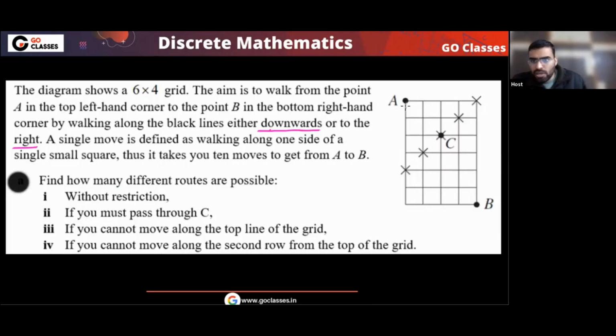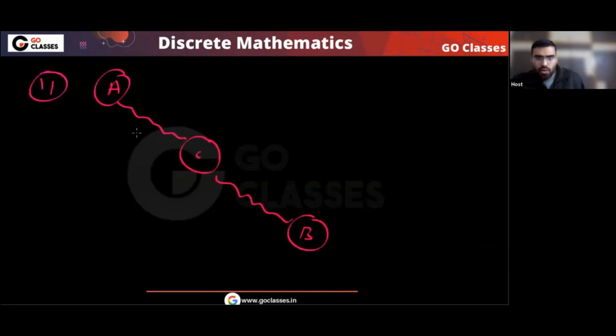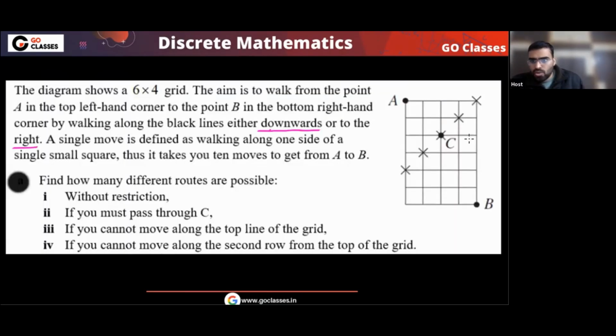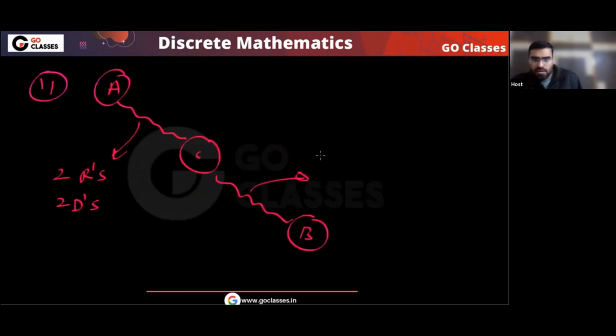Now, from A to B, you can notice 2, 2. So basically, if you want to go here, then you have to make 2 right moves and 2 down moves. And here, how many? 2 right moves and 4 down moves. Here, 2 right moves and 4 down moves you have to make. So you can notice here how many ways you have.